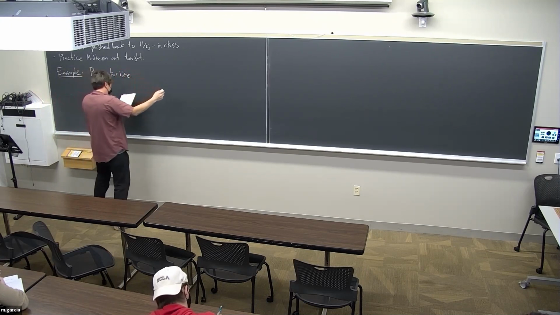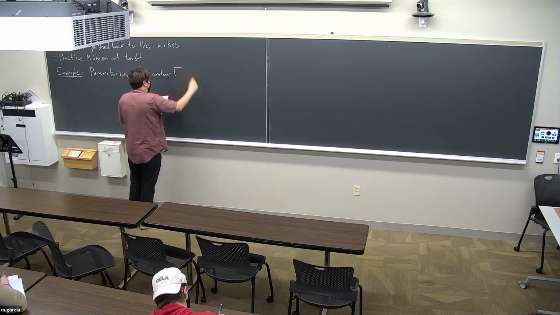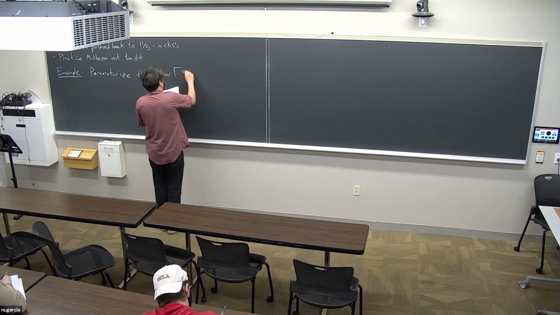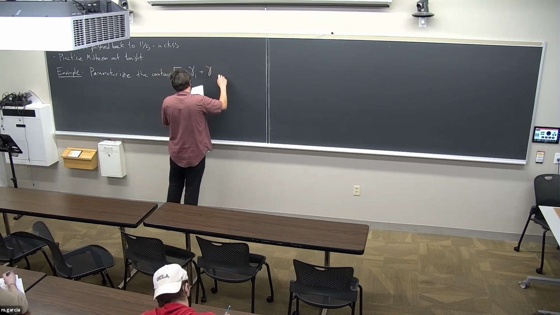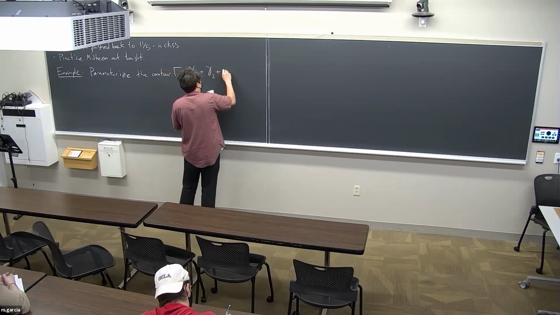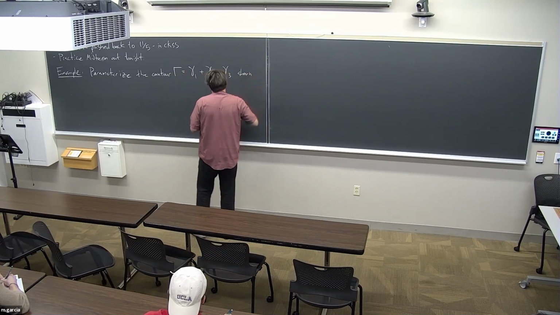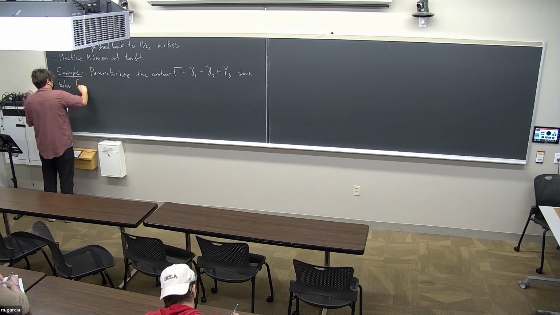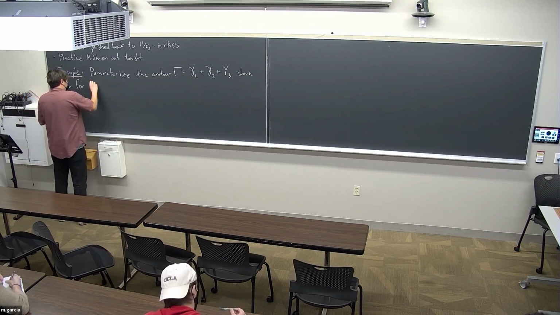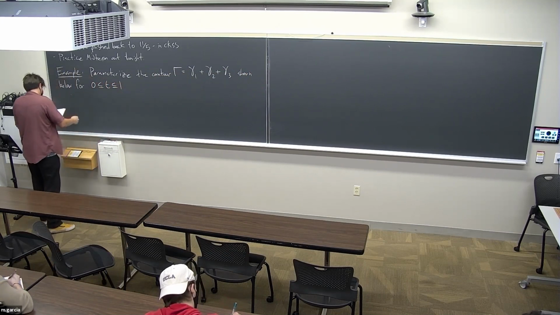Let me ask you to parameterize the contour gamma, which I'll say has three directed smooth curve components, gamma 1, gamma 2, and gamma 3, shown below, for t between 0 and 1. And let me draw you this picture.